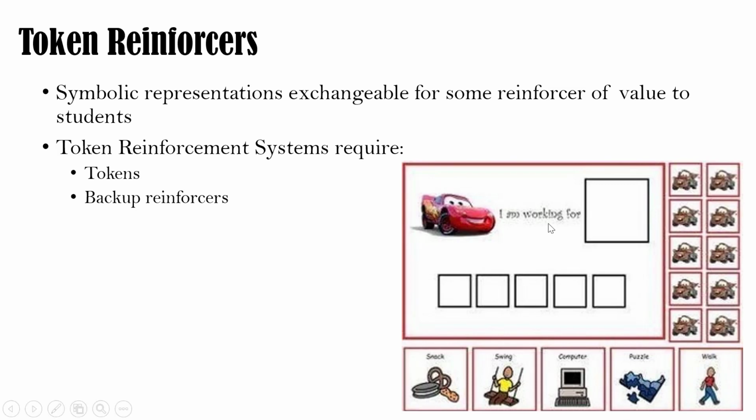And typically you have these token boards like you see. All these items down here are the backup reinforcers. So these are the items that the person wants. So they either want a snack, to swing, computer time, to work a puzzle, to go on a walk. And basically with your token boards, the way that they're typically set up is that you'll take one of these backup reinforcers and put it in the square right here. And that way the learner can see what exactly they're working for. And then the learner will earn tokens as reinforcers. And when they get, for this specific example, when they get 5 tokens, they'll trade it in and they'll get their backup reinforcer.